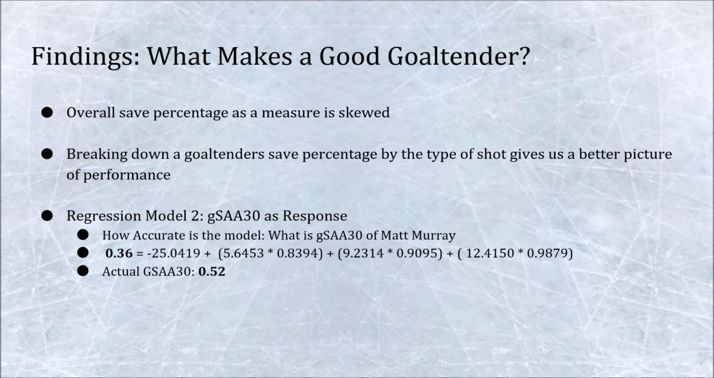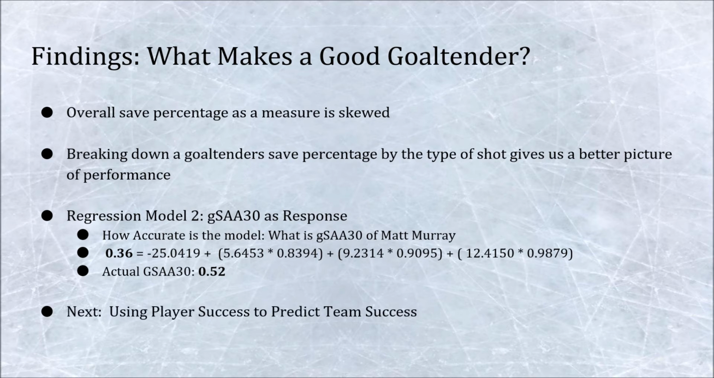And so this was the regression model we ran with the goals saved above average per 30 minutes as a response. And just to give an example of how accurate this is, based on the high danger, medium danger, and low danger save percentage of Matt Murray, the model would have predicted a GSAA per 30 of 0.36, while the actual GSAA per 30 was 0.52, which is quite close.